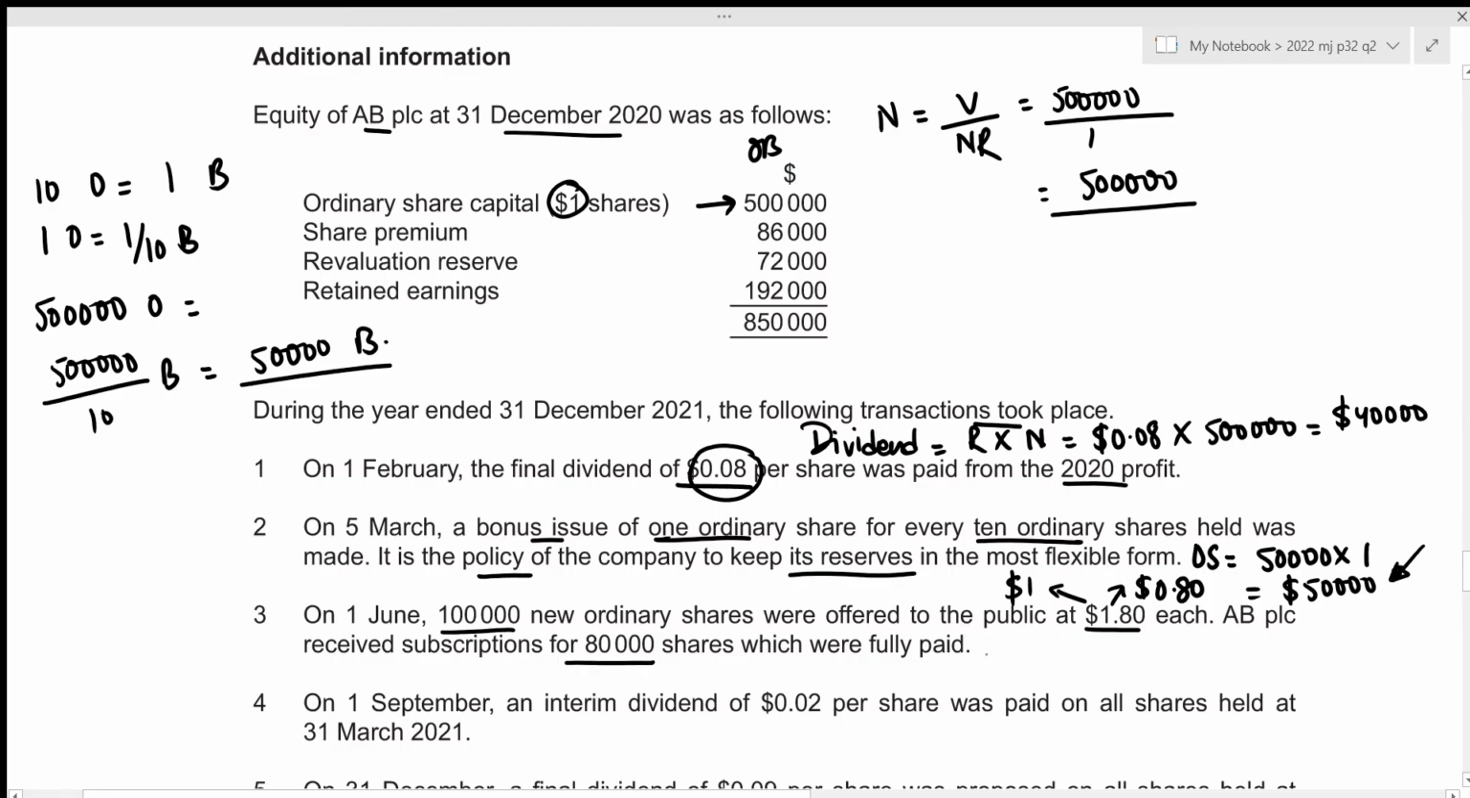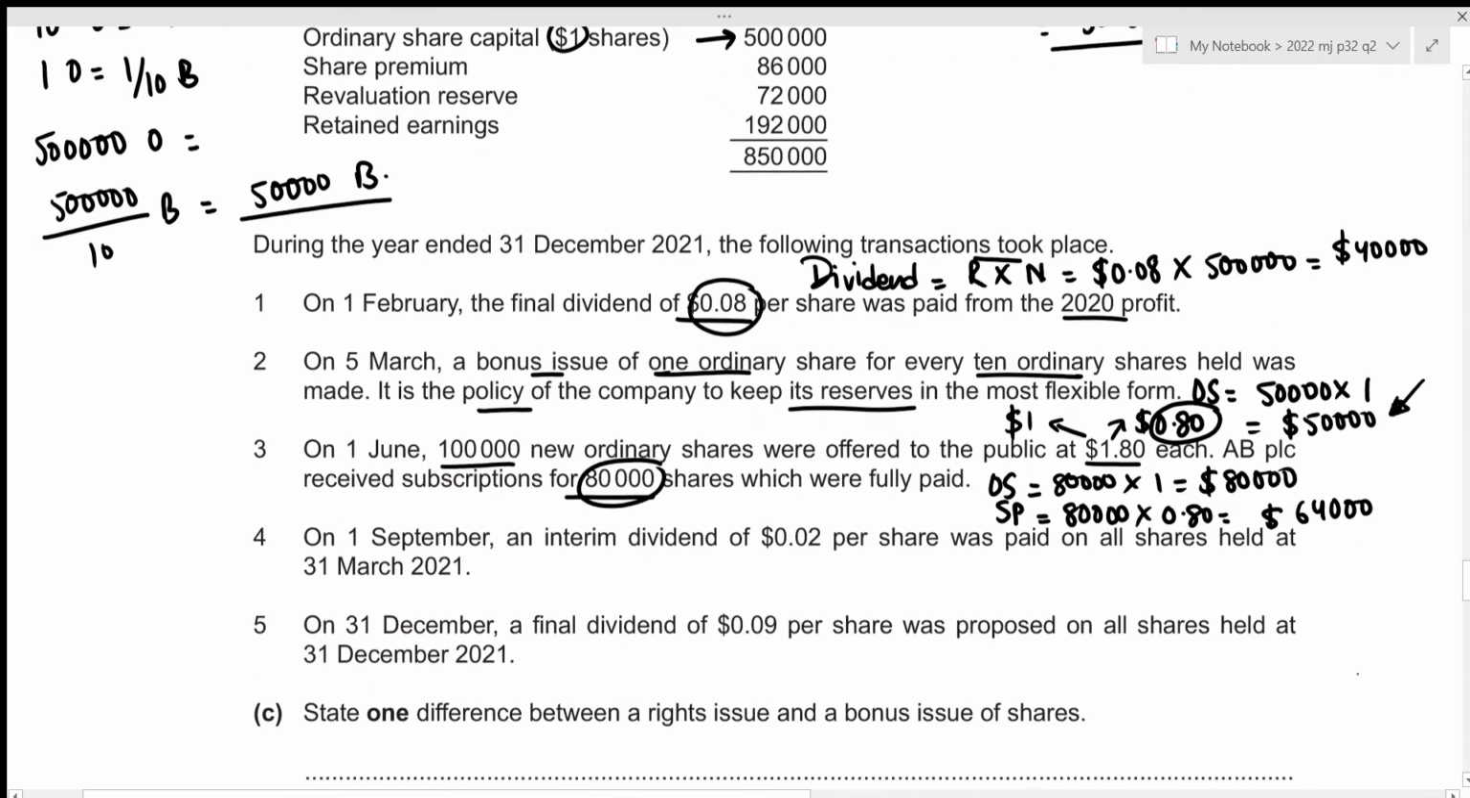Alright, let's figure out the amount that it brings in to our ordinary shares. That will be the number of shares which have been subscribed, which in this case is 80,000. So that's 80,000 times the nominal rate of 1, which results in 80,000. Then for share premium, again, that will be the number of shares subscribed. So that's 80,000 times the premium rate, which we just figured out to be 0.80. And this results in the amount of 64,000.